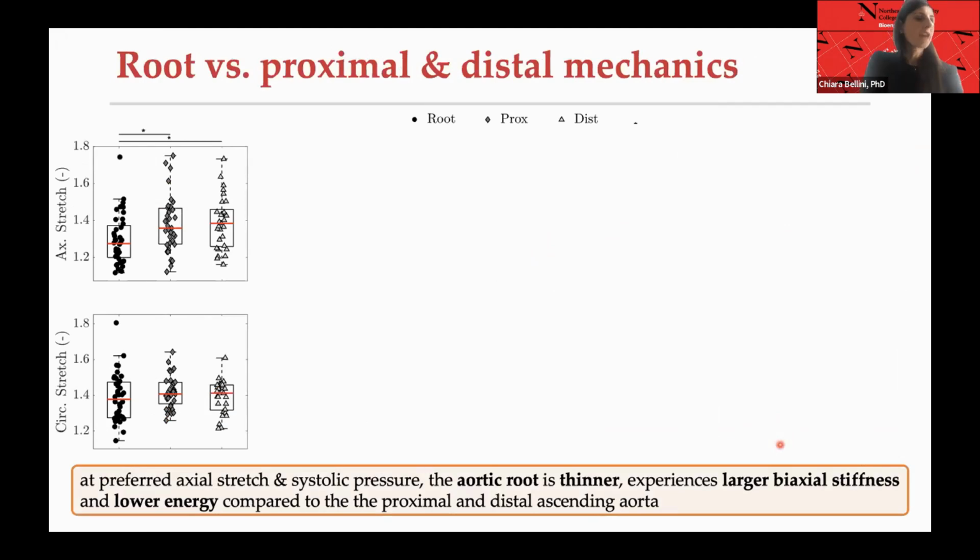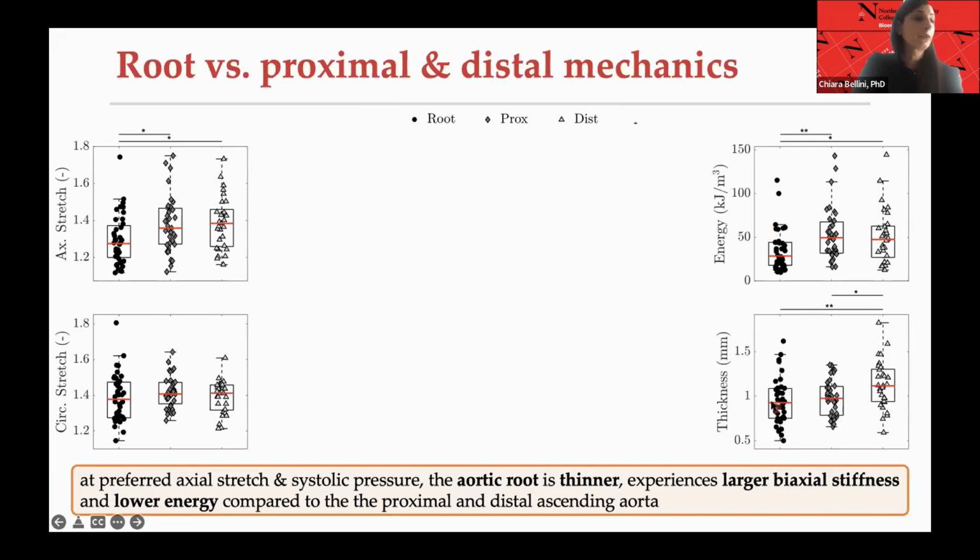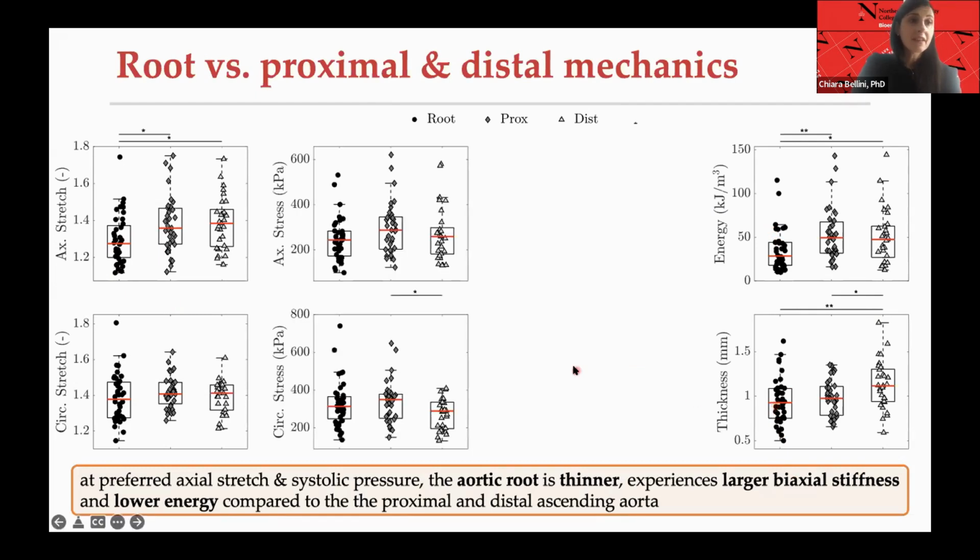And so using this model, we were able to compare the biaxial mechanics of the aortic root, proximal and distal aneurysmal aorta at region-specific values of preferred axial stretch and systolic pressure. The preferred axial stretch itself was lower in the root compared to the other two regions, which contributed, at least in part, to a lower energy storage at this anatomical location. Although the aortic root was also thinner than the proximal and distal ascending aorta, biaxial stresses were, for the most part, preserved across regions.